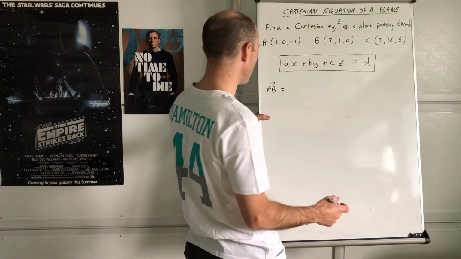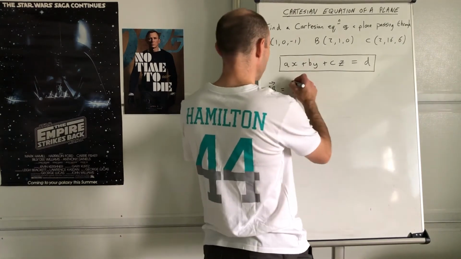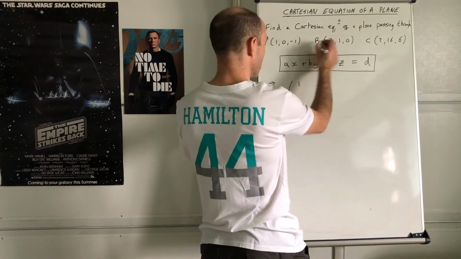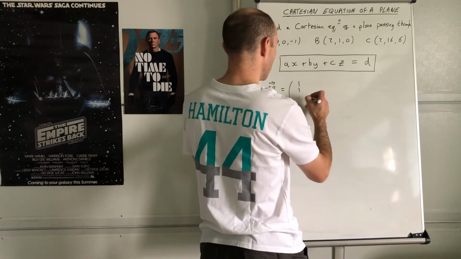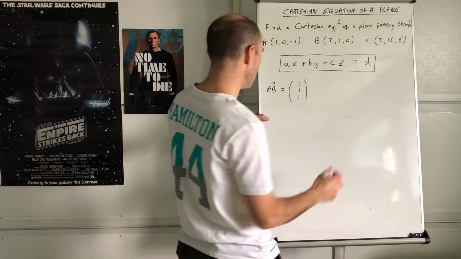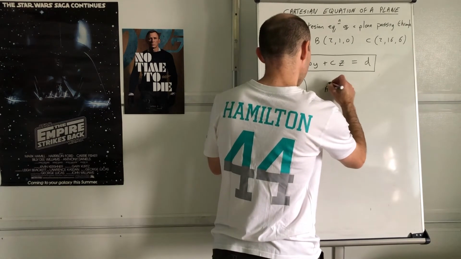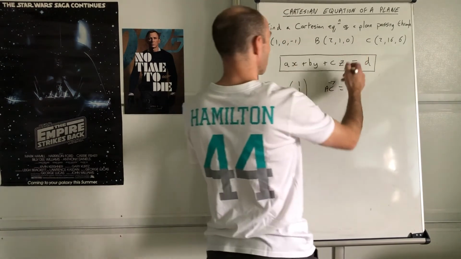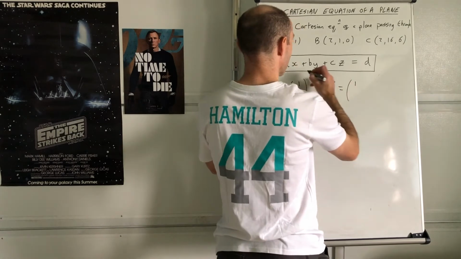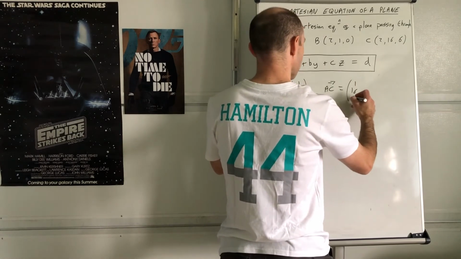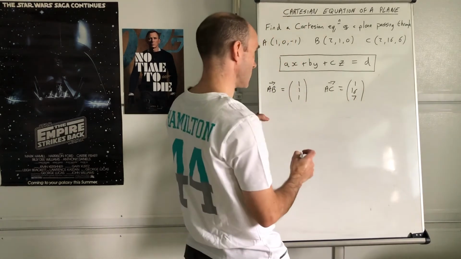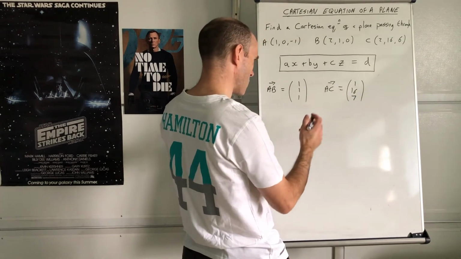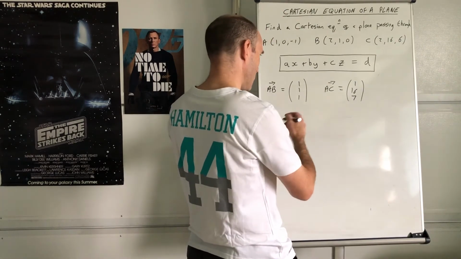Right, so AB, what's that going to be? You're going to have 1, and then 1, and then 1. That's simple, isn't it? 1, 1, 1. And then AC is going to be 1, 16, 7. A bit more awkward, isn't it? Then we do the cross product between those.